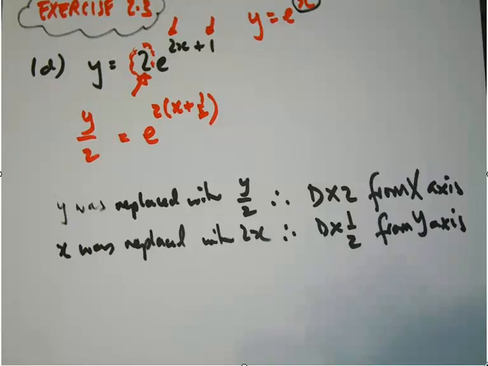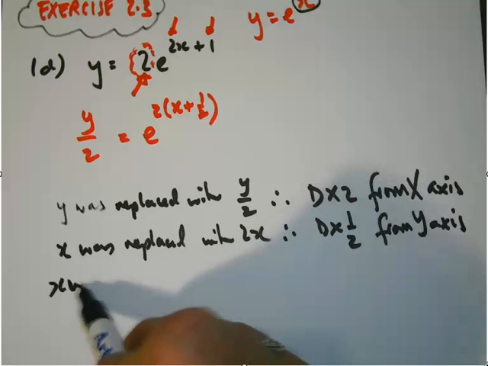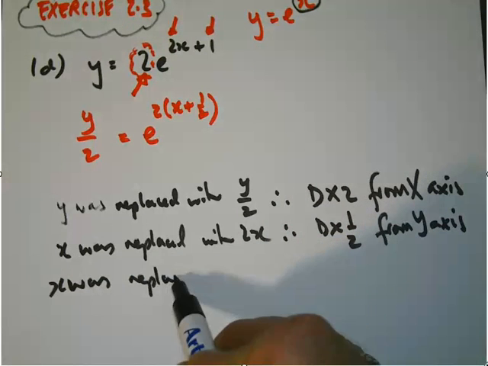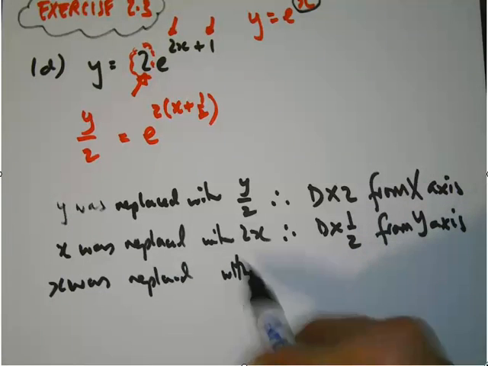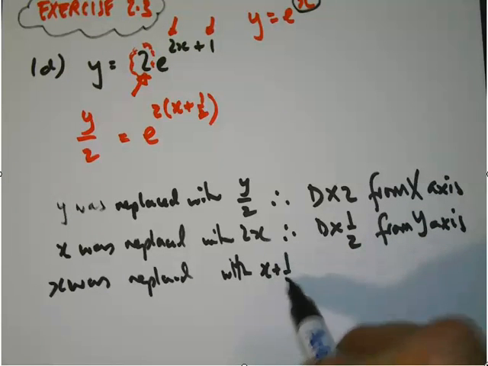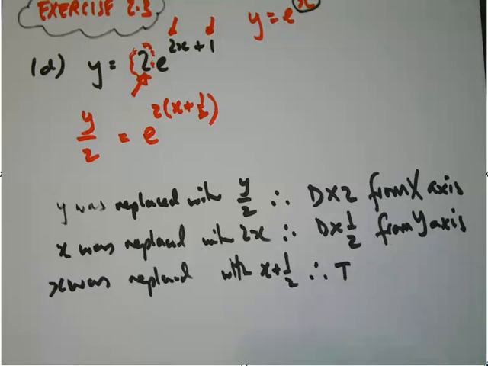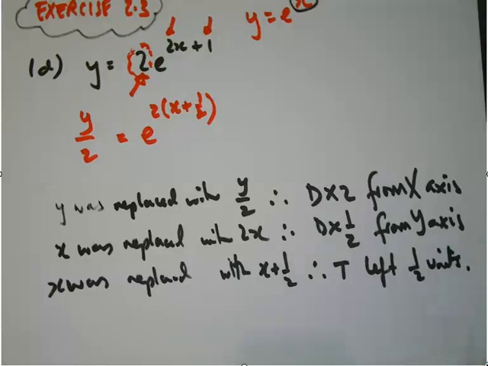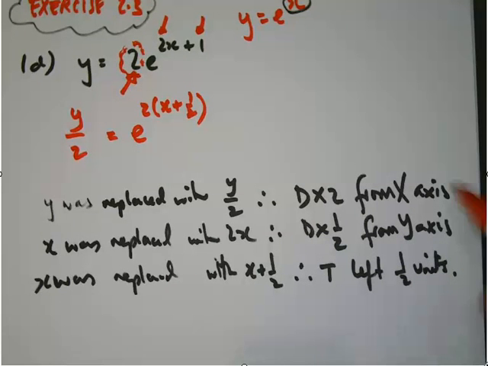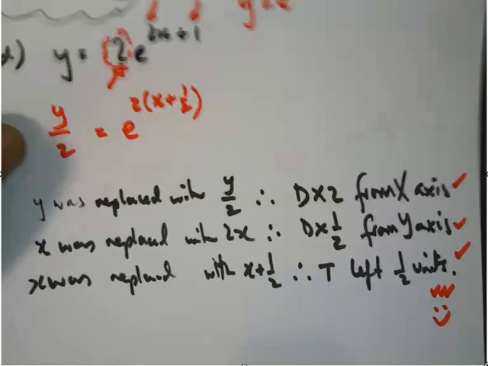And the last bit, x was replaced with x plus 1/2, therefore that's a translation to the left 1/2 units. So there's my 3 transformations, 1, 2, 3 in that order. Now I need to draw it, keeping in mind that my original graph was e to the power of x.